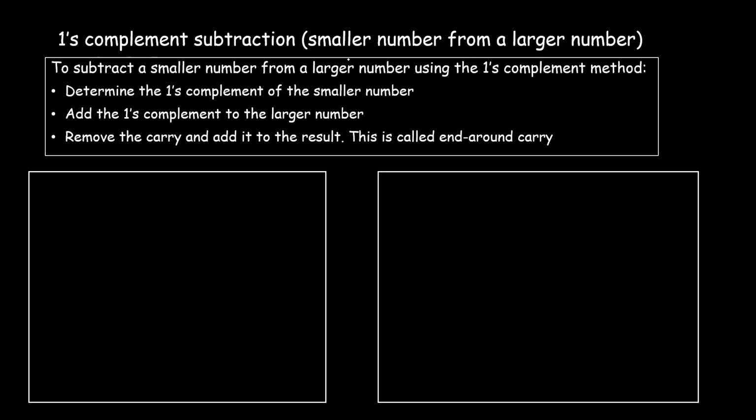I have written the steps here so that you can refer to them when you are subtracting two numbers. Let me subtract 1100 minus 10011. First, let me perform the normal subtraction, that is, the direct subtraction method, and we will compare it with the 1's complement subtraction method.